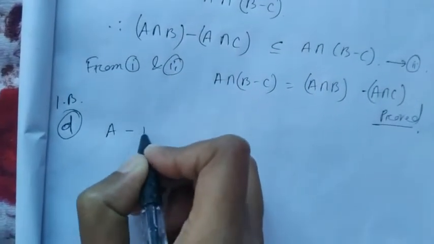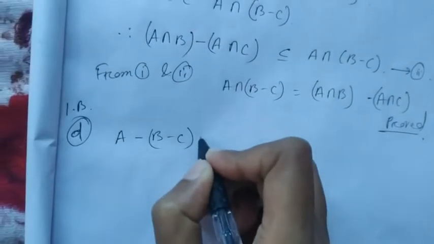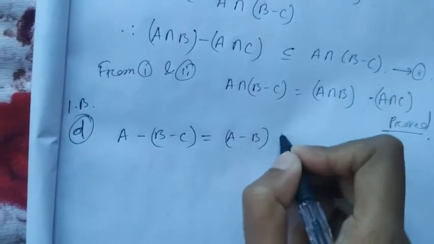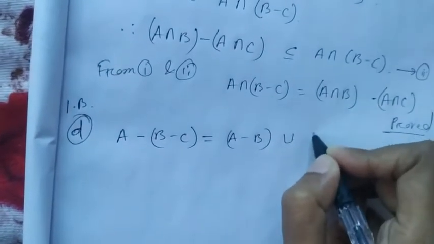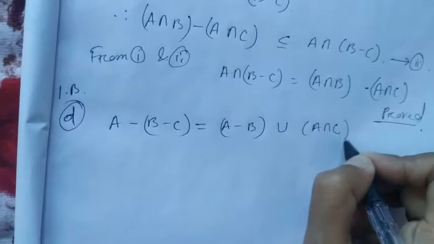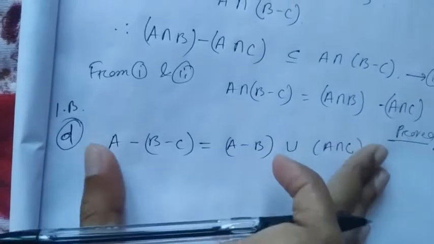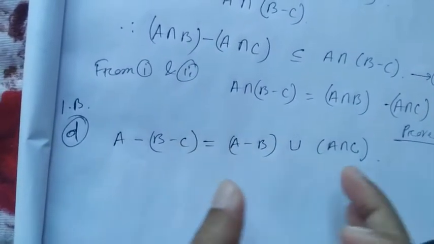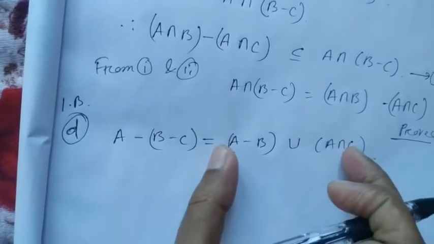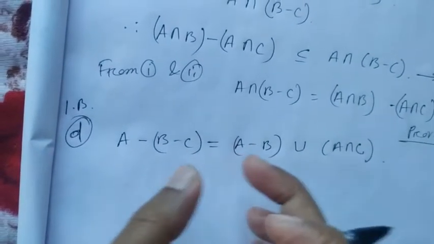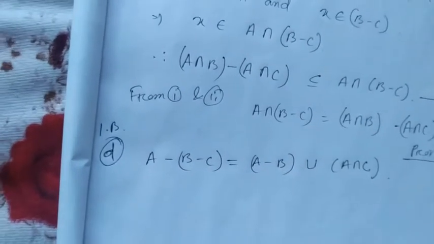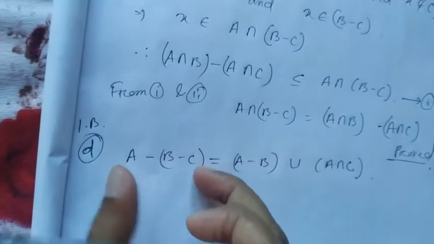We have to prove A minus (B minus C) equals (A minus B) union (A intersection C). This is what we have to prove. So first of all we will take this part and show that this is a subset of this part, and then we will take this part and show this is a subset of this part, and then we will show that these two are equal.